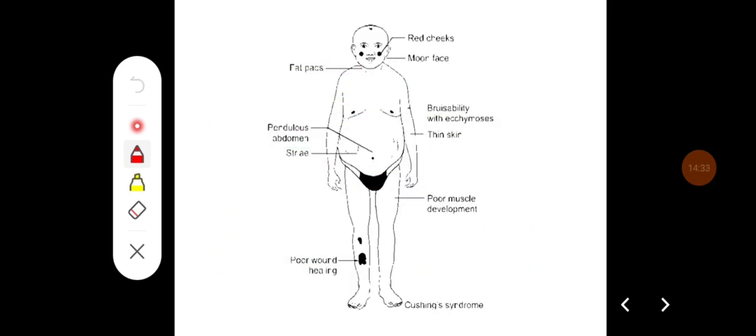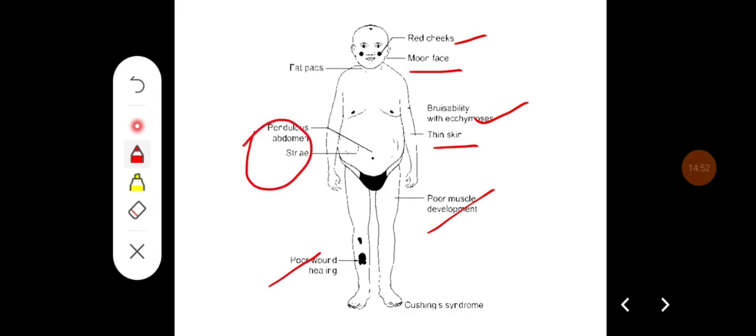So this is the typical clinical feature of Cushing syndrome. You can see the red cheeks, moon face, bruisability and ecchymosis, thin skin, poor muscle development, poor wound healing, pendulous abdomen and purple striae, and fat pads over the neck.